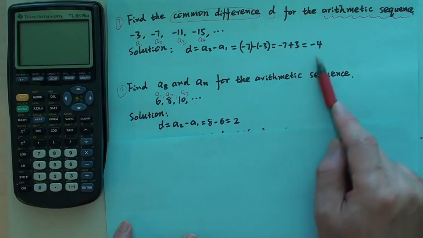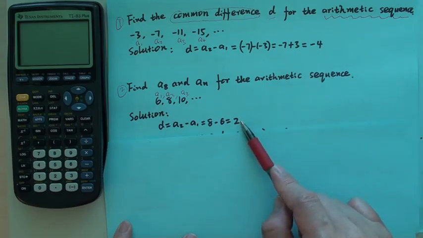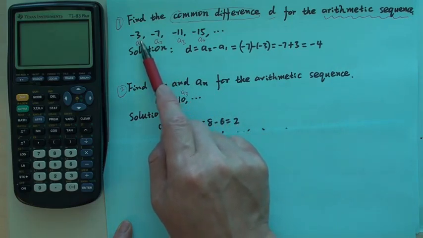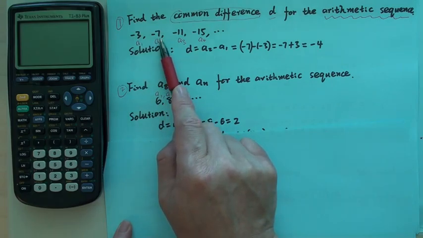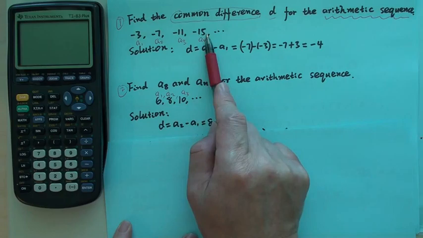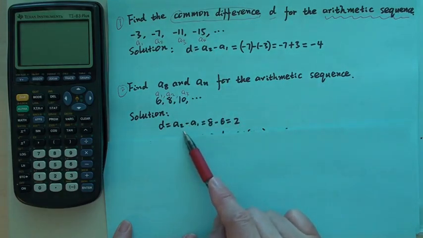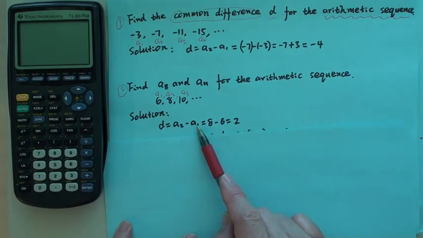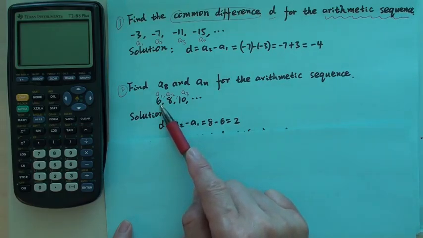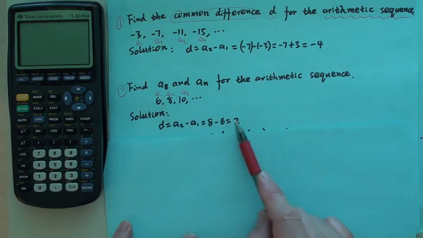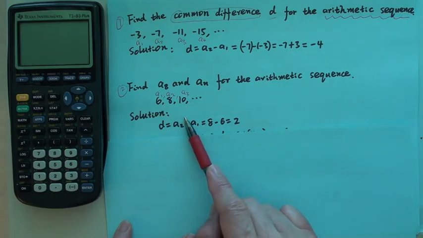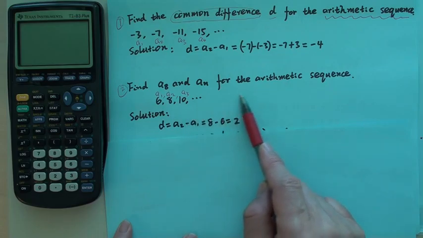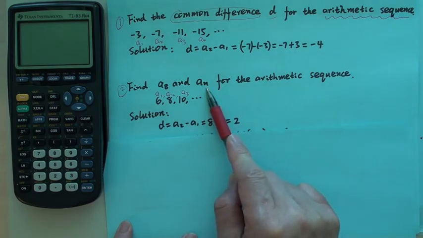So you can see those two differences. One is negative, another is positive. It's because in the first sequence the numbers get smaller and smaller. You see, -3 is bigger than -7, so it's more negative, smaller and smaller. But this one gets bigger and bigger, because 6 plus 2 is 8, plus another 2 is 10, plus another 2 is 12. So basically, we have a general formula for a sub n.